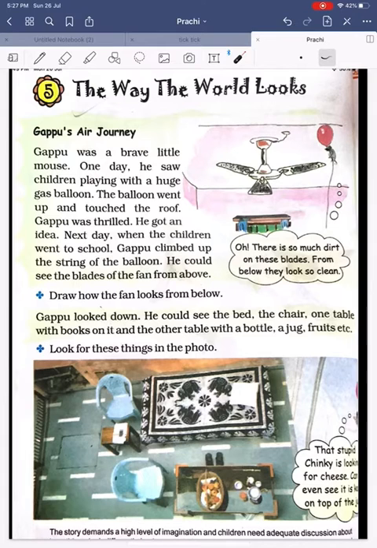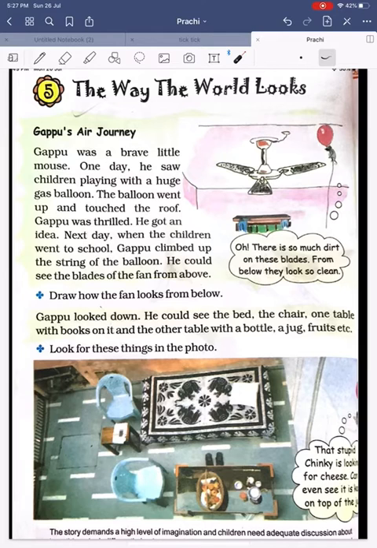Gappu looked down. He could see the bed, the chair, one table with books on it, and the other table with a bottle, a jug, fruits, etc. So Gappu is on the top and is able to see the room. The room looks like this. ये जो picture आपको दी हुई है, the room is looking like this. ठीक है? So the bed is looking very different, rectangle shape. Then the table is looking like this. Okay.